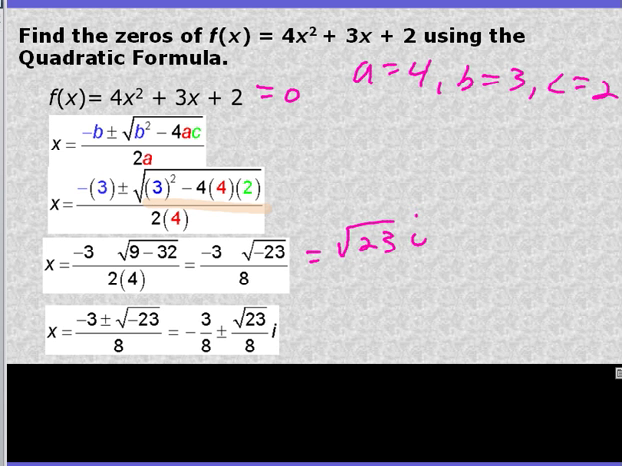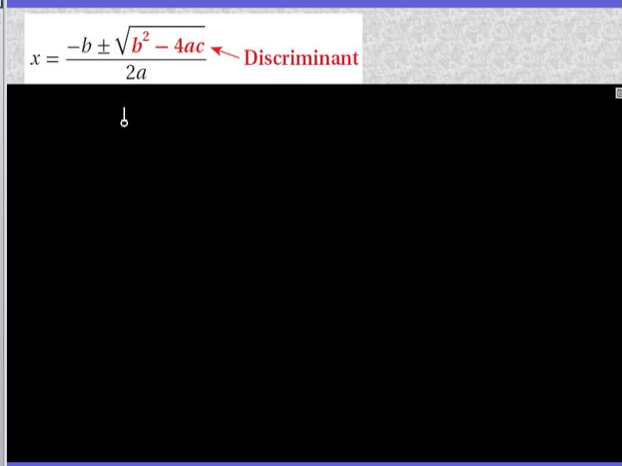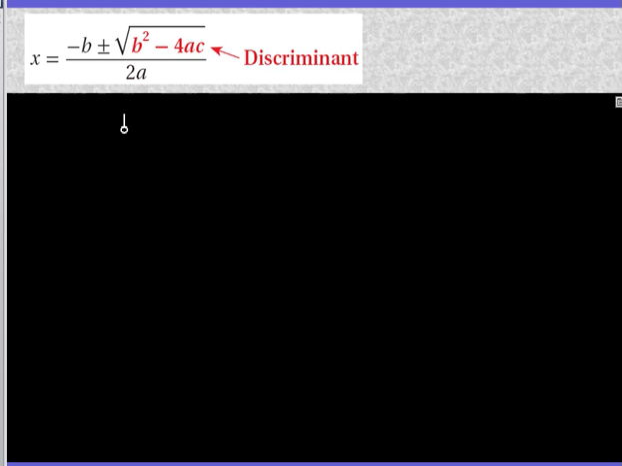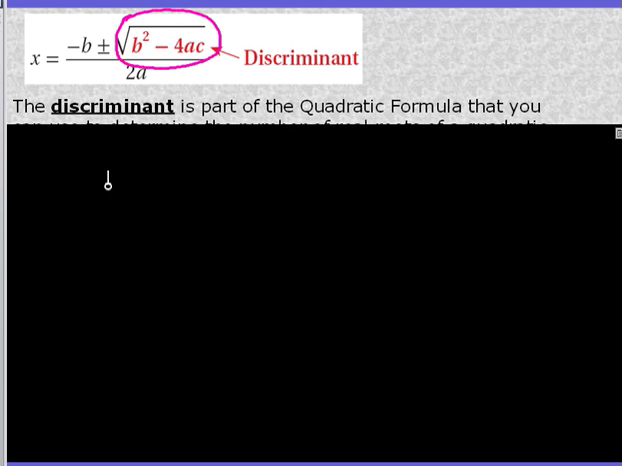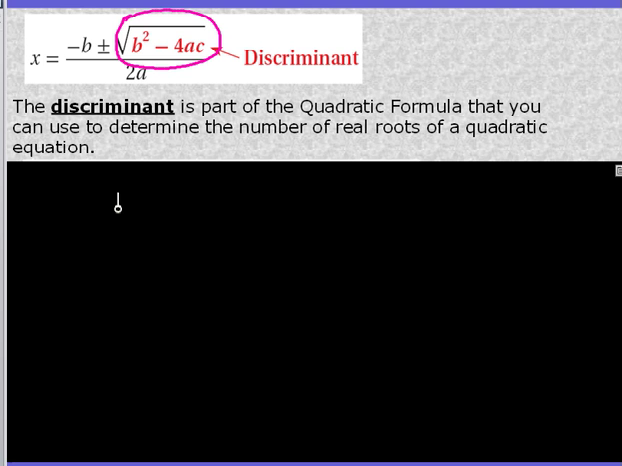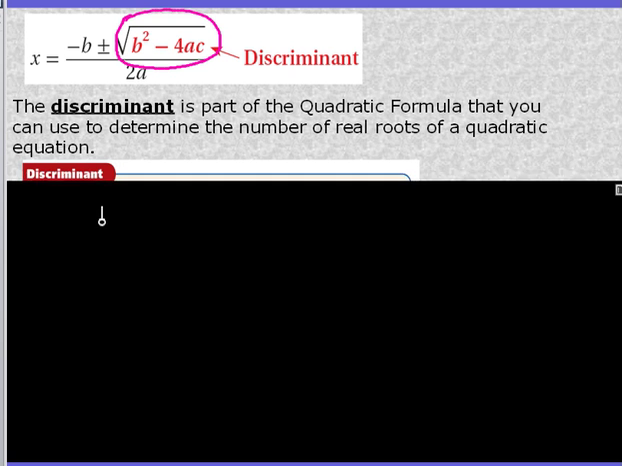All right, we're going to look at the discriminant. So this part here underneath the radical, underneath the square root, is called our discriminant. And depending on the value of that, we can figure out how many solutions we're going to have and if they're real or complex. The discriminant is part of the quadratic formula that we can use to determine the number of real roots of a quadratic equation.